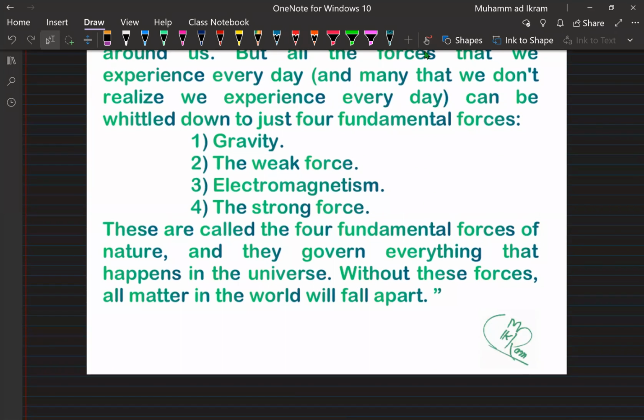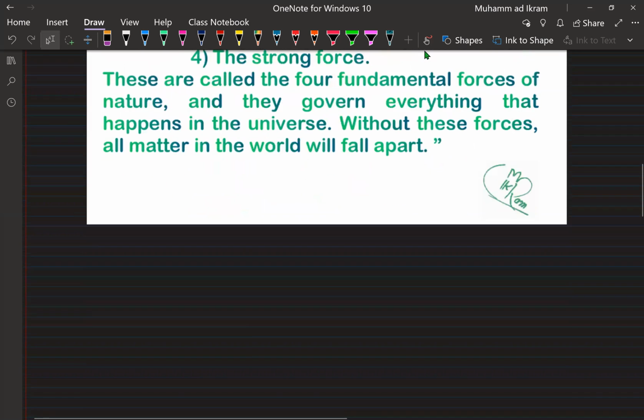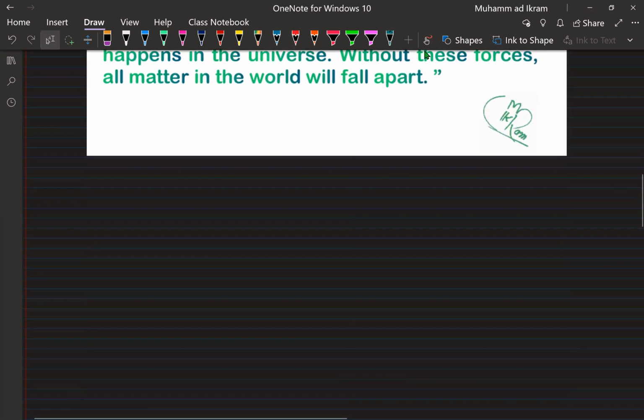And I added one or two sentences from my own side to their NASA statement: these are called the four fundamental forces of nature, and they govern everything that happens in the universe. Simply, I would like to tell you that without these forces, all matter in the world will fall apart, meaning the universe wouldn't exist. So let us start first with gravity. What is gravity?